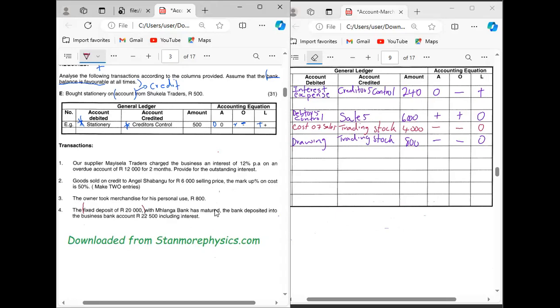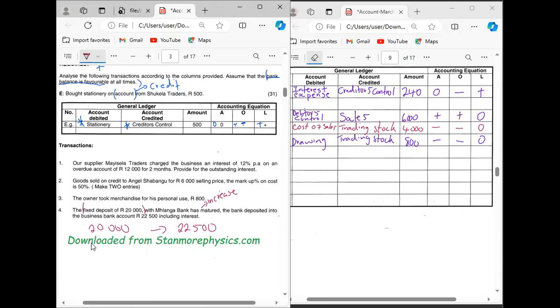Meaning it has increased. We invested our 20,000, and then there is an increase there. So let's find out. The bank deposited into the business bank account 22,500 including interest. This is basically a good thing. We deposited 20,000 and got 22,500 in return, meaning we can clearly see that there was interest income there, known as interest on fixed deposit.